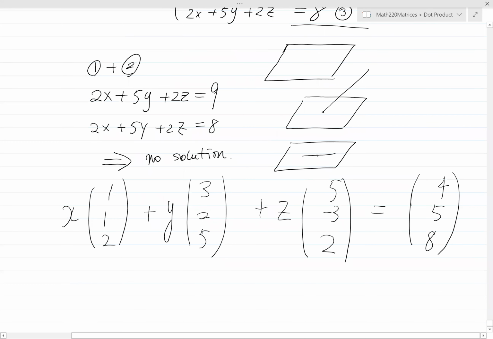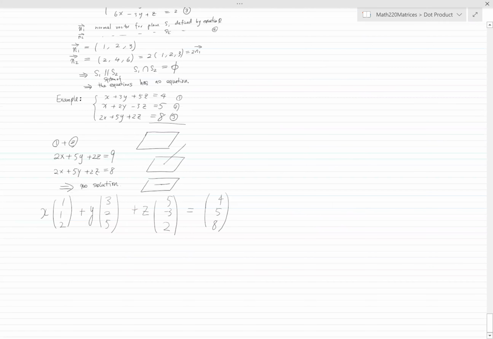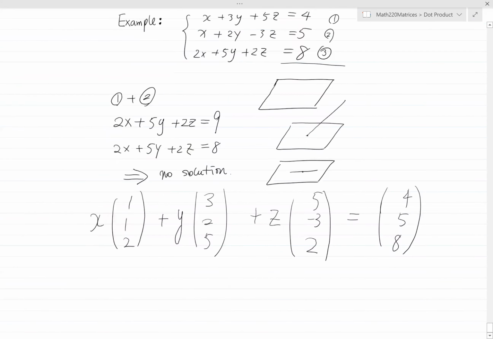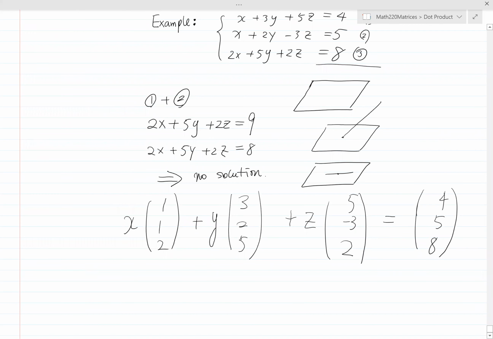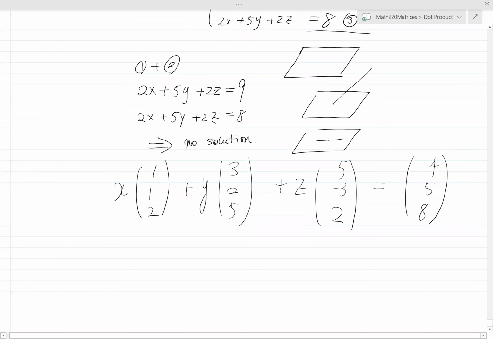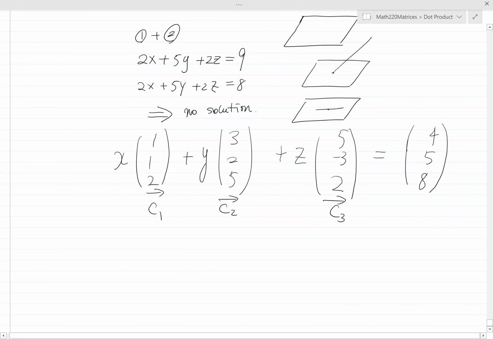So we want some linear combination of these column vectors to span this 4, 5, 8. Is that possible or not? This is actually not possible. We already know there's no solution, so there's no such linear combination. This is C1, this is C2, and this is C3. The three column vectors are coplanar. They lie on the same plane.